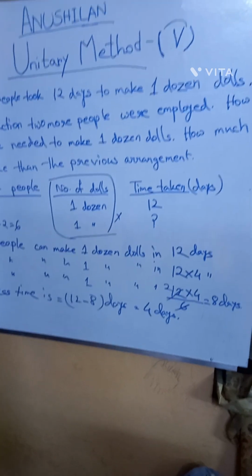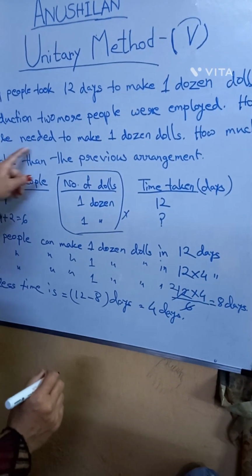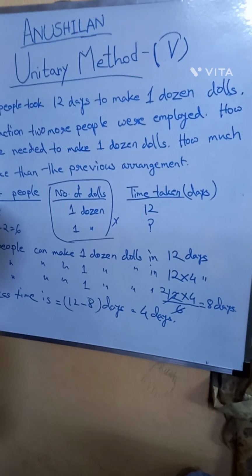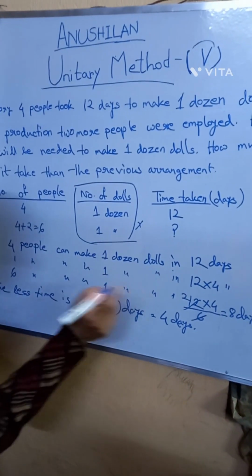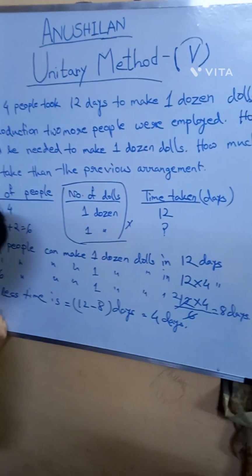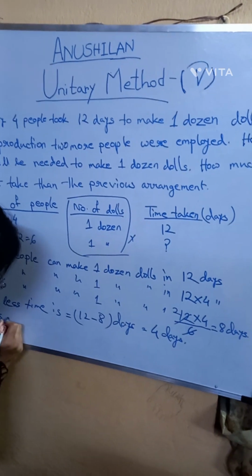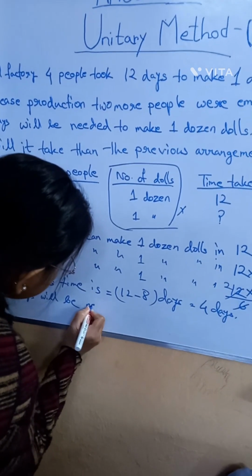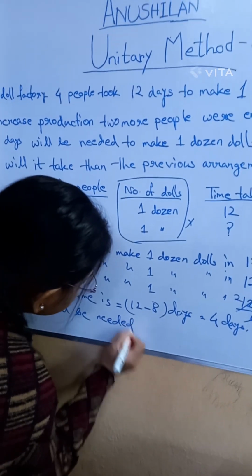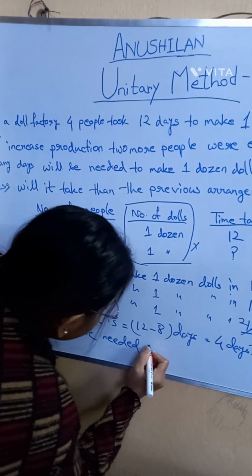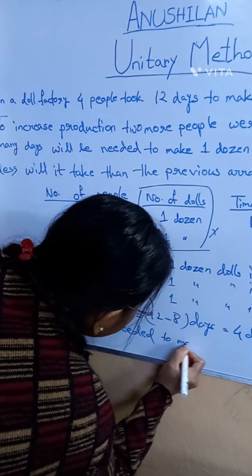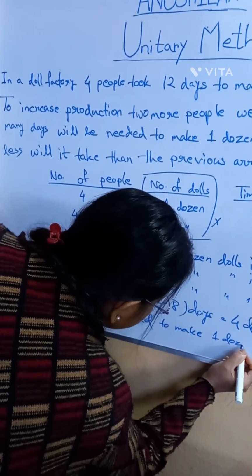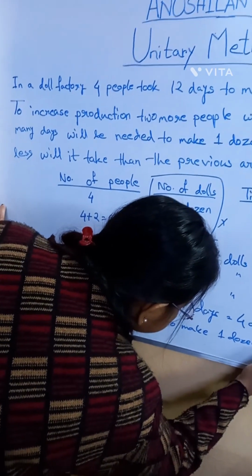Number 1. How many days will be needed to make 1 dozen dolls? 8 days will be needed to make 1 dozen dolls.